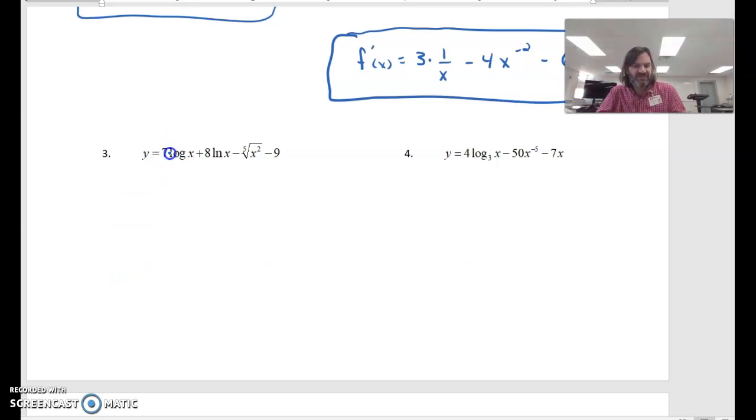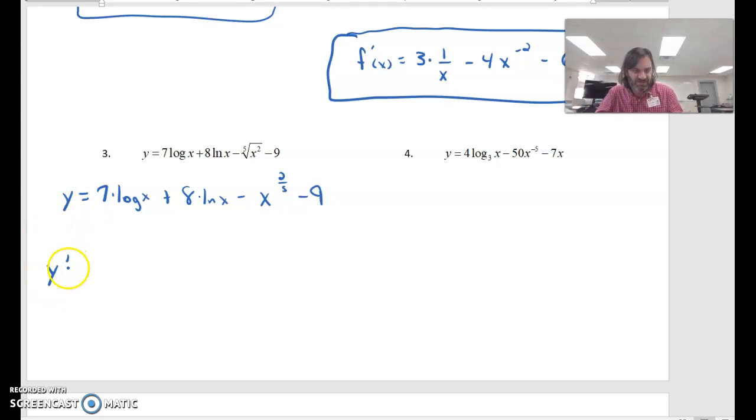y equals 7 times the log of x plus 8 natural log of x minus the 5th root of x squared minus 9. Definitely feel like we should rewrite that a little bit, especially because of the root. But it'll be 7 times the log of x plus 8 times the natural log of x minus x to the 2/5 minus 9. So now it's in a good form.